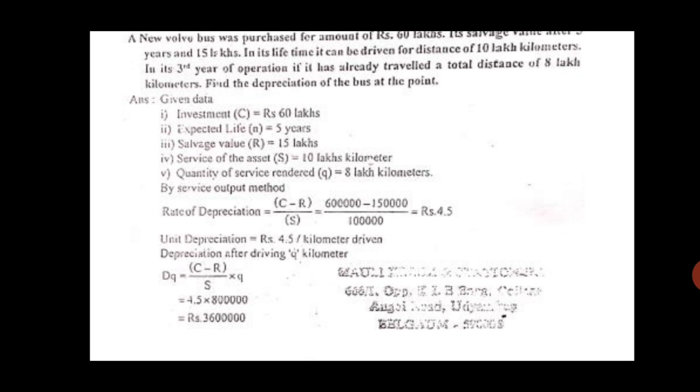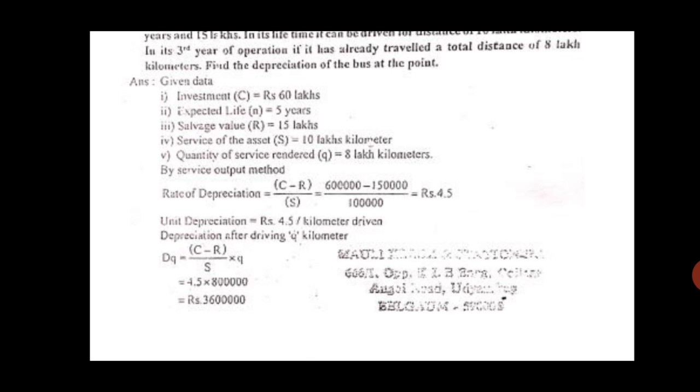Investment C is 60 lakhs, expected life N is equal to 5 years, salvage value R is equal to 15 lakhs, the service life of the asset S is 10 lakh kilometers, and the quantity of service rendered is 8 lakh kilometers after 3 years. So the rate of depreciation is C minus R divided by S. Here 60 lakh rupees is spent, scrap value is 15 lakh rupees, R is the scrap value and S is the service output. So 60 lakh minus 15 lakh divided by 10 lakhs, that is the kilometers it can run.